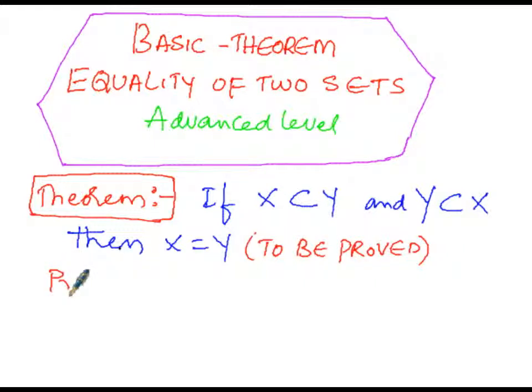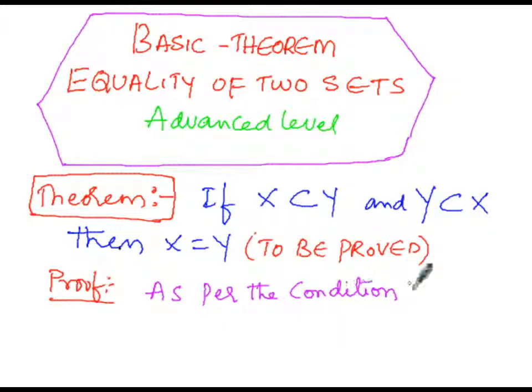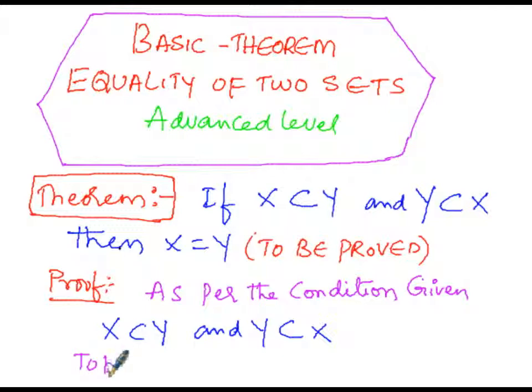Now the proof starts. In our proof, as per the condition given to us, X is the first set, X is a subset of the second one, and the second one, that is Y, is a subset of X. And what is required to be proved is X equals Y.